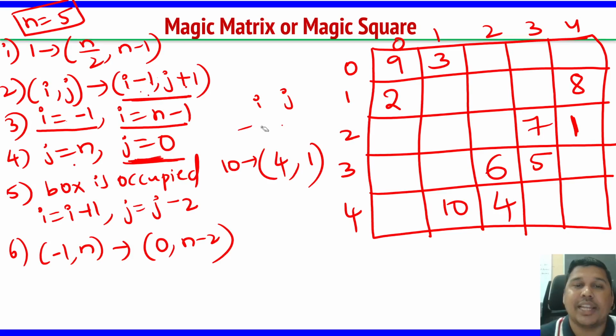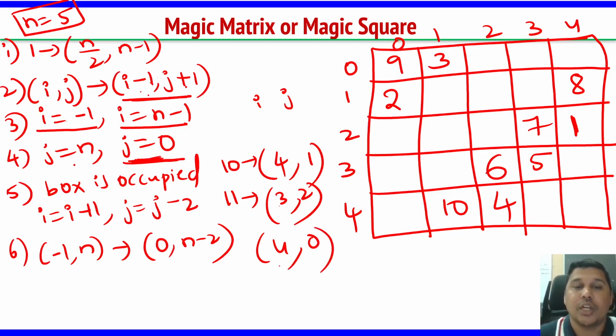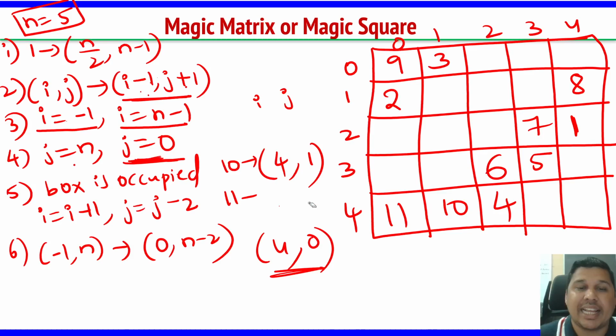Next, I have to fill the next number 11. So where should I fill the number 11 in this case? See, if a previous element is at i comma j, then the next element will be at i minus 1, j plus 1. i minus 1 means 4 minus 1, 3, j plus 1 means 2. So box number 3, 2, it is already occupied with 6. When it is already occupied, what is my logic here? Update i to i plus 1, that is 3 plus 1, 4. Update j to j minus 2, that is 2 minus 2, 0. So in location 4, 0, you will be putting the value 11 here. So 11 is at 4 comma 0.